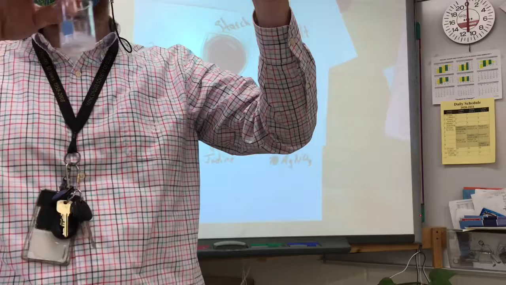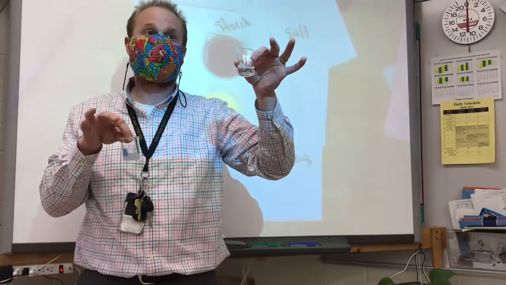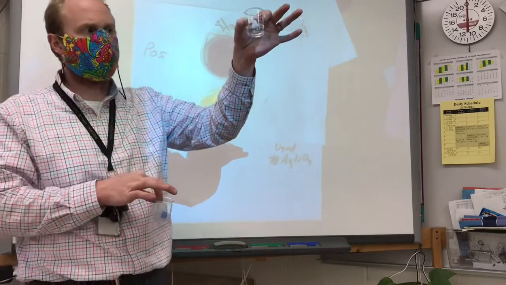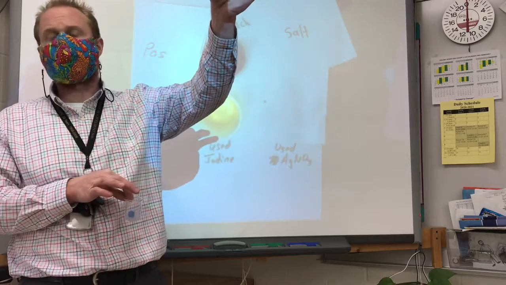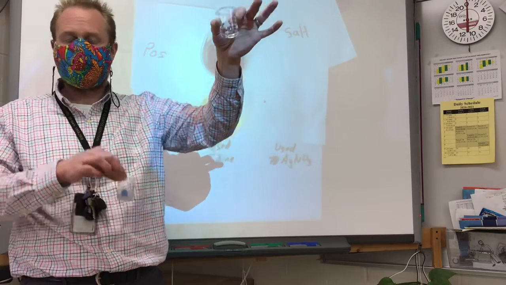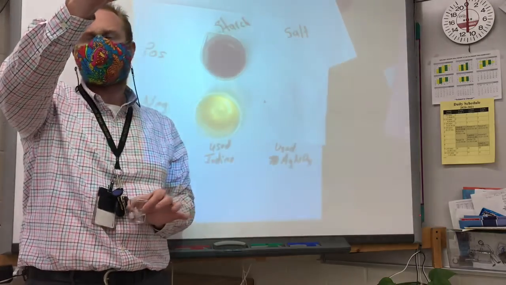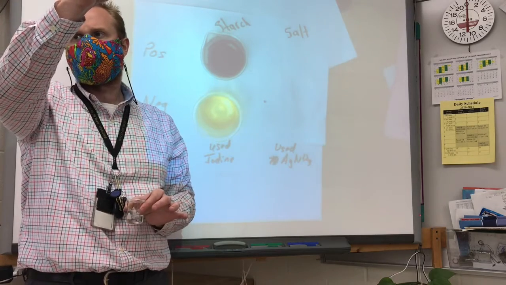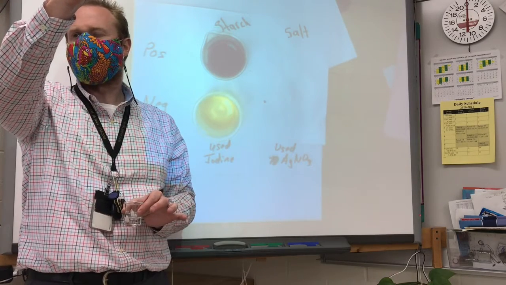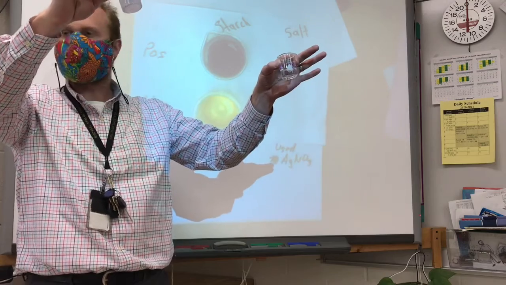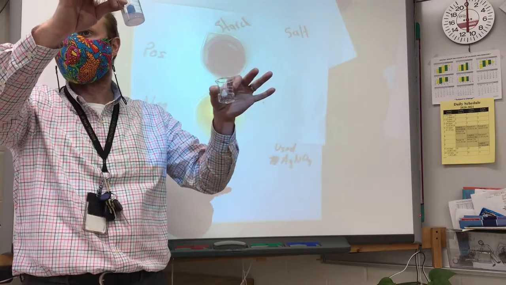But clear doesn't mean colorless, just for the record. So something can have a yellow color but still be clear. So if it stays clear, there's no salt present. If we do have salt present, this is what a positive test looks like. So it's kind of white. It looks like white streaks of clouds in the sky.